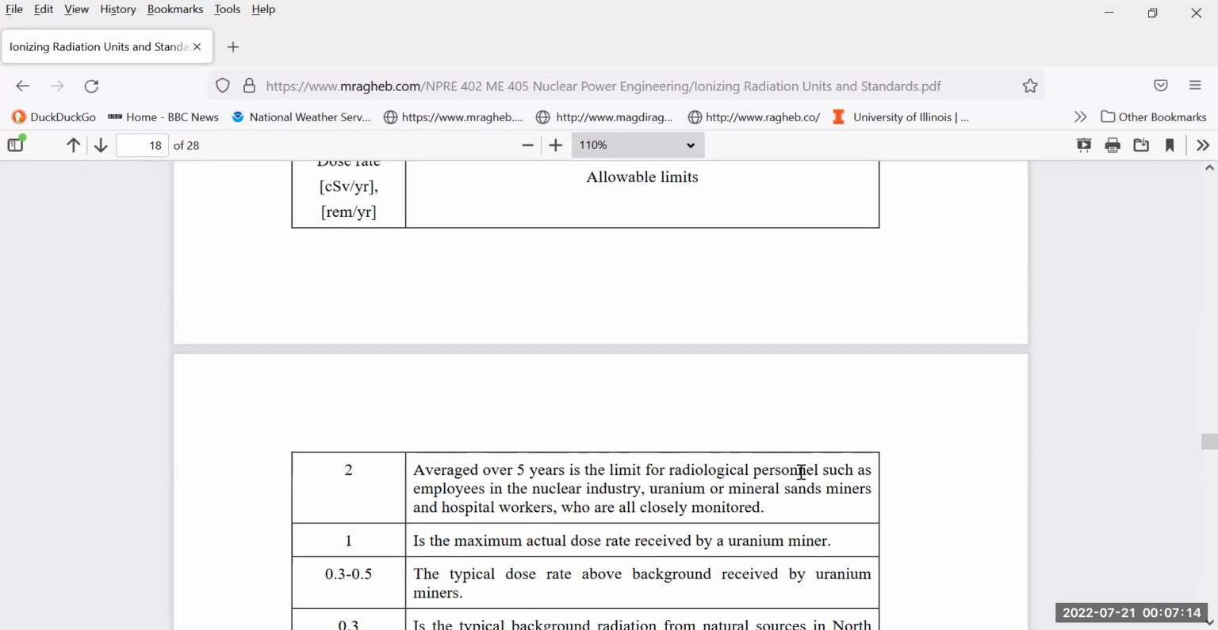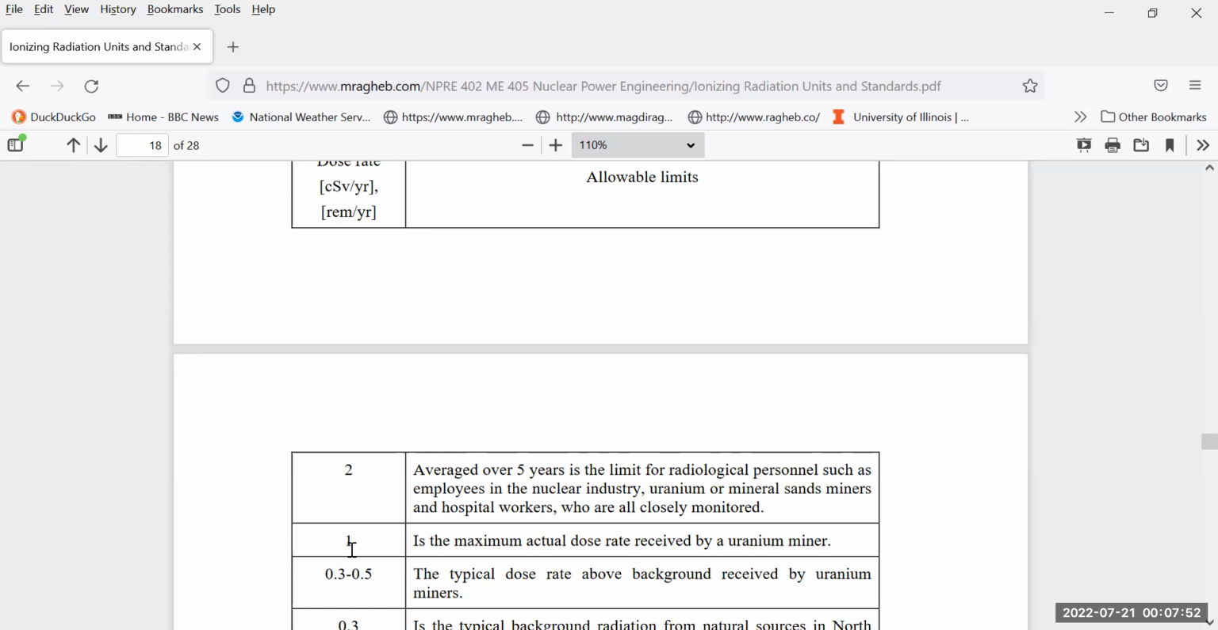This is a limit for radiological personnel, such as employees in the nuclear industry, uranium and mineral sands miners, and the fertilizer industry. Fertilizers contain sources of uranium and thorium. Hospital workers who basically use X-rays. I myself had several X-rays in the last months because I had a broken toe. So in that case, we had to use the X-rays. These have to be closely monitored.